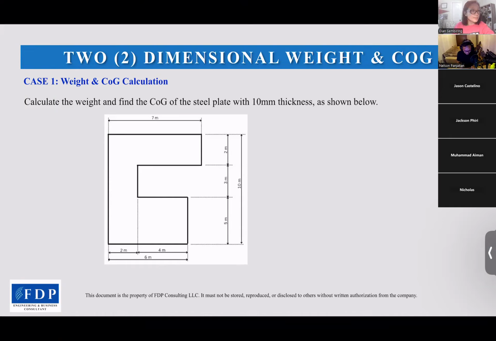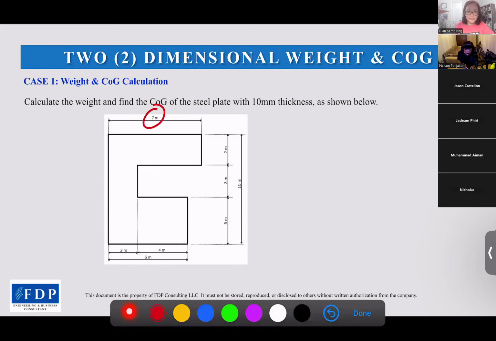Case one, weight. We have a steel plate with 10 millimeter thickness as shown below. So this is the section. We have 7 meters at the top, 6 meters width at the bottom, and the total height is 10 meters, and the thickness is 10 millimeters. We want to calculate the weight and COG.